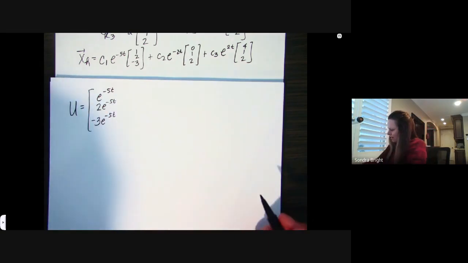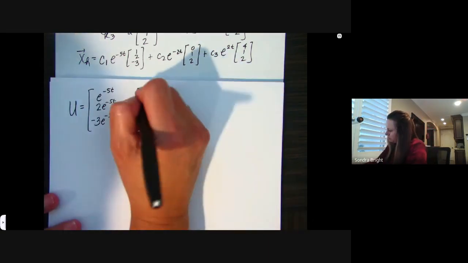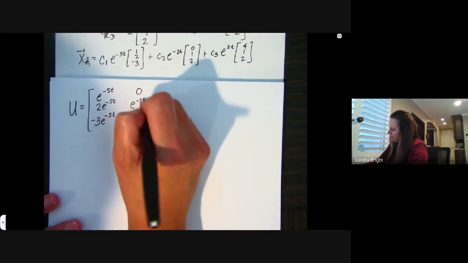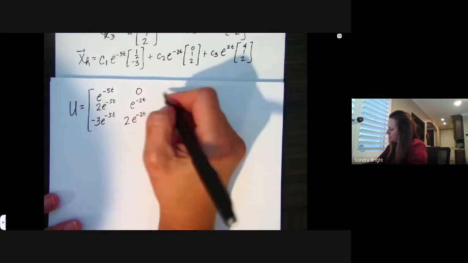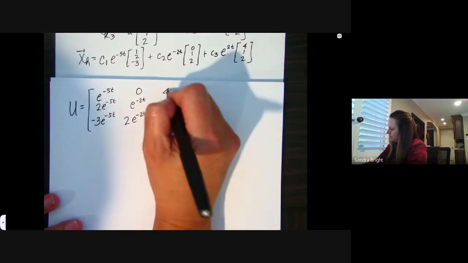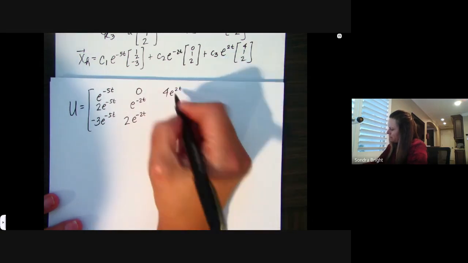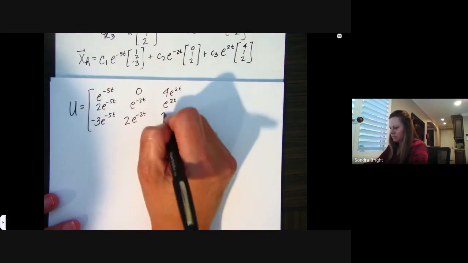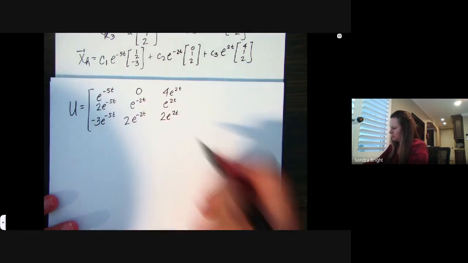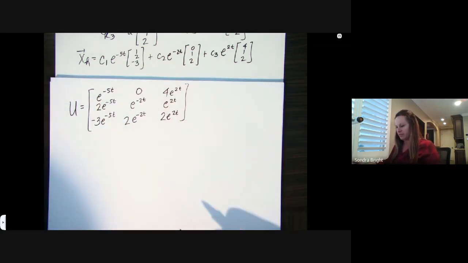And then a 0, e to the negative 2t, and then a 2e to the negative 2t. And then the last one is a 4e to the 2t, e to the 2t, and then a 2e to the 2t. There's your u. And you need to find u inverse.